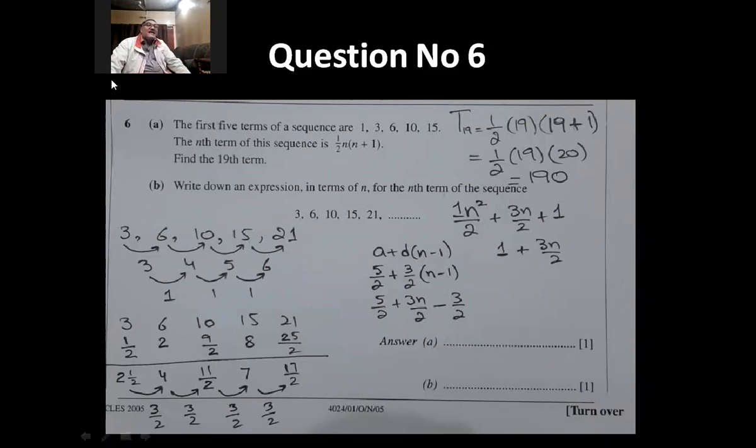Then I will find the second difference. The difference between 3 and 4 is 1. The difference between 4 and 5 is 1. The difference between 5 and 6 is 1.